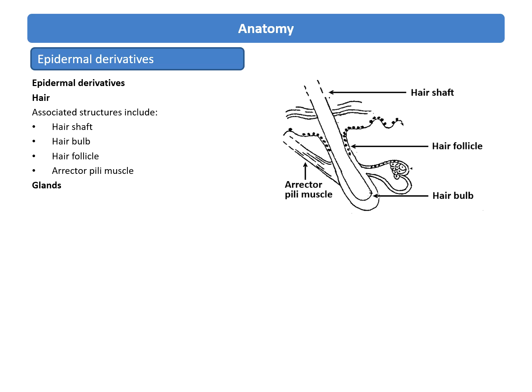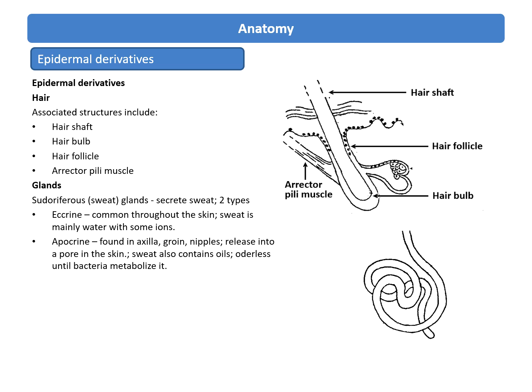The glands are also epidermal derivatives. Sudoriferous glands, that is, sweat glands, come in 2 types. Eccrine glands, common throughout the skin. Sweat, by the way, is mostly water with some ions in it. And apocrine glands, found in the axilla, the groin, the nipples. The secretion is released into a pore in the skin. Sweat also contains oils. It's odorless until bacteria begin to metabolize it.